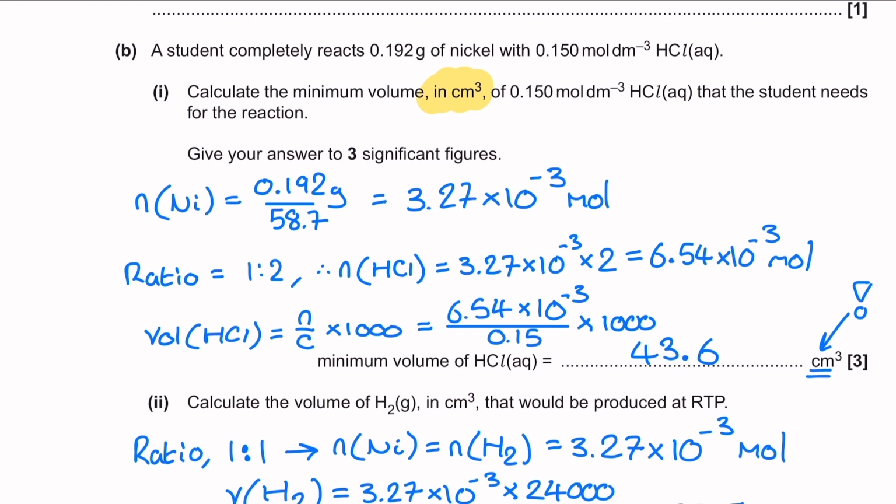Using the balanced reaction equation and starting off with the nickel, I'm going to find the number of moles of nickel, which is going to be mass divided by molar mass. So that's the 0.192 grams divided by 58.7 grams per mole. And it gives me a mole value of 3.27 times 10 to the power of -3 that you can see just here. The balanced reaction equation has got the nickel and the HCl in a 1:2 ratio. So I'm going to double, because that's the number in front of the HCl.